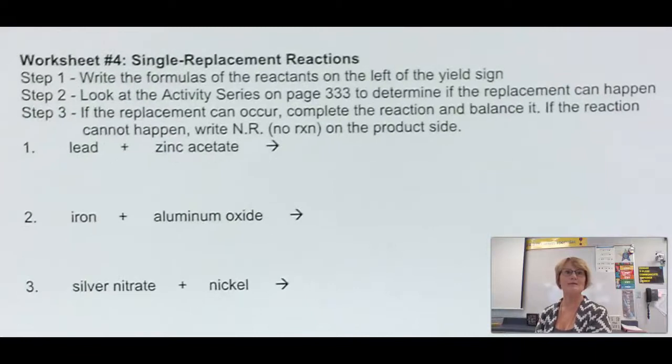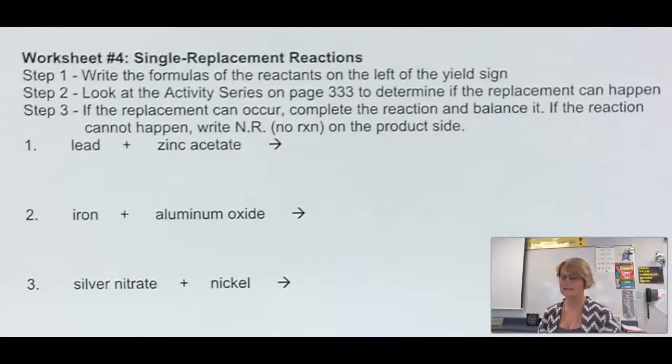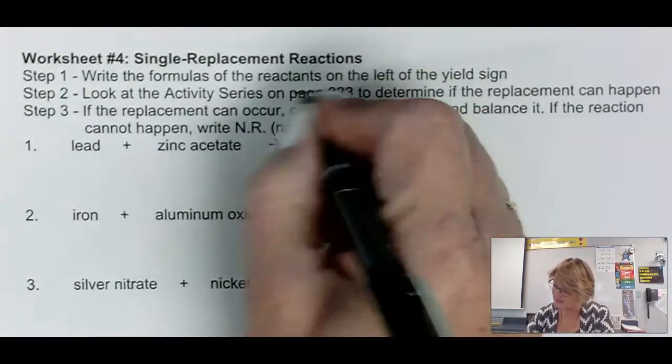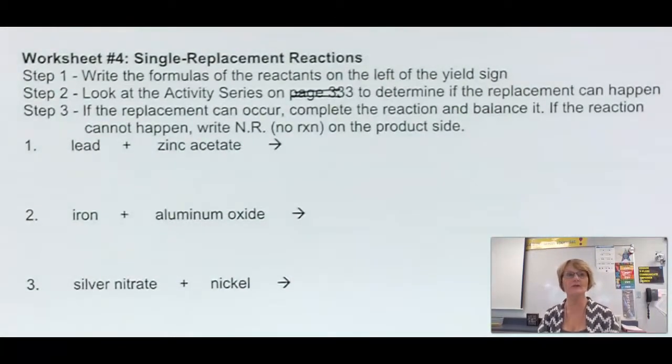One of the assignments you were given was to write single replacement reactions. You're looking at the activity series. I don't know what textbook that is, I just pulled this up. Look at your chart and determine whether or not these reactions occur. And I'm adding one extra: I want you to write the net ionic equations for these reactions. So let's go ahead and get started.